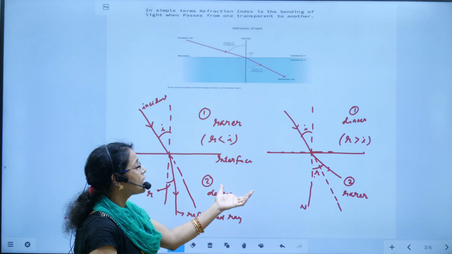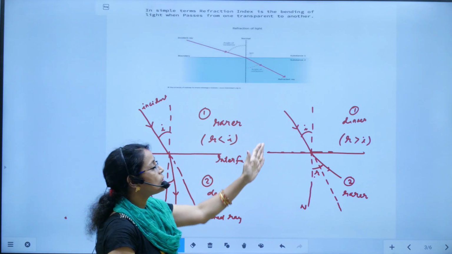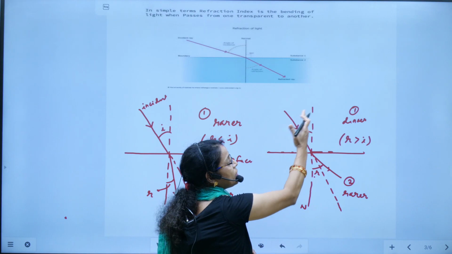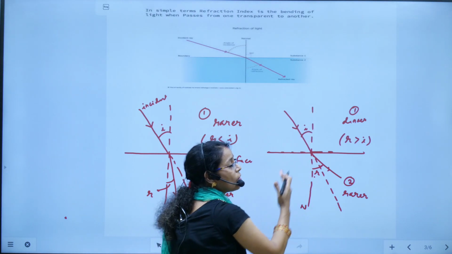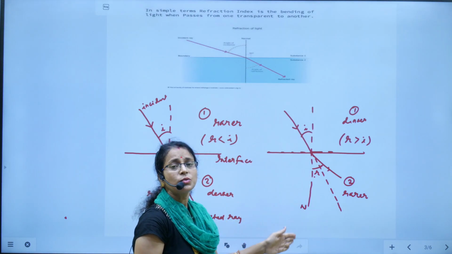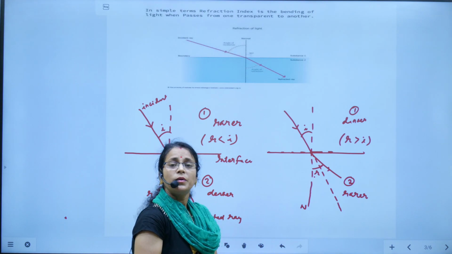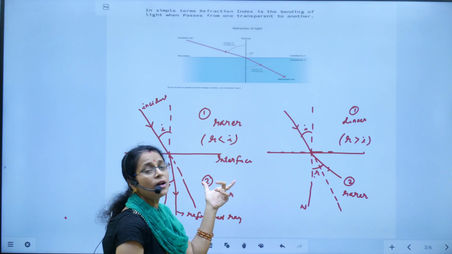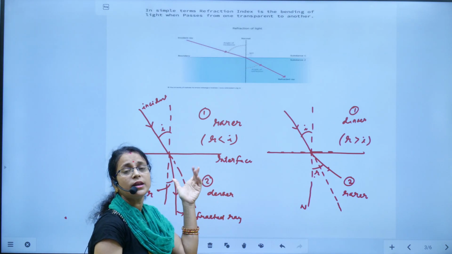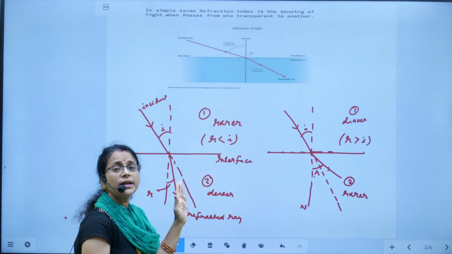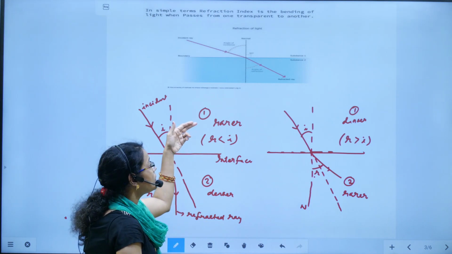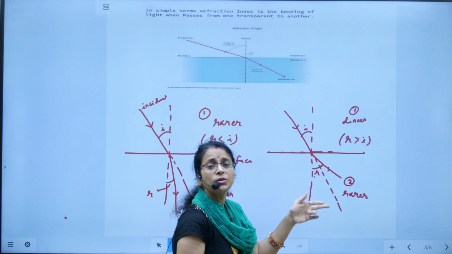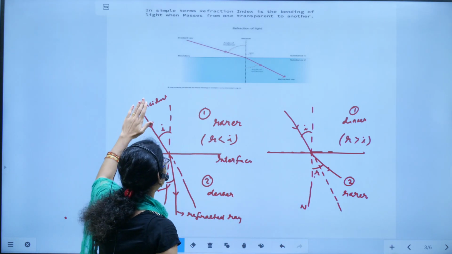Like this we can check: if I is 0, then what do we get? If I is 0, the ray of light will be incident normally, so it will pass straight through the interface, because there will be no oblique incidence. So in the oblique incidence case of refraction, the ray of light will always bend towards the normal if it is moving from rarer to denser, or away from the normal if it is moving from denser to rarer. All of you understood this? Okay.